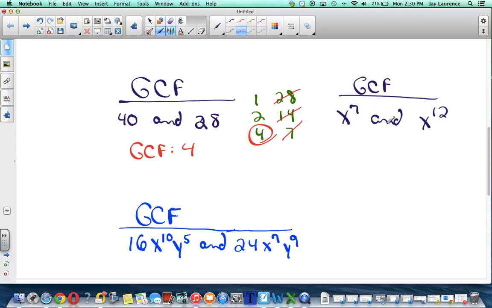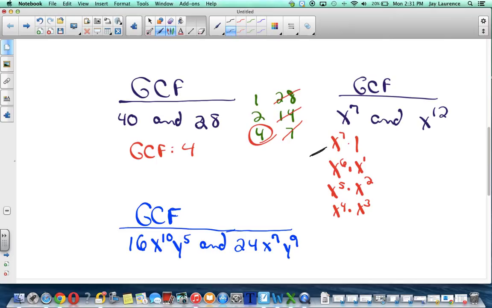What's the GCF of x to the 7th and x to the 12th? Well, remember, I can think about x to the 7th as x to the 6th times x to the 1st, and then x to the 5th times x squared, and then x to the 4th times x cubed, and then there are no other possibilities, right? Which one of these factors is also a factor of x to the 12th?